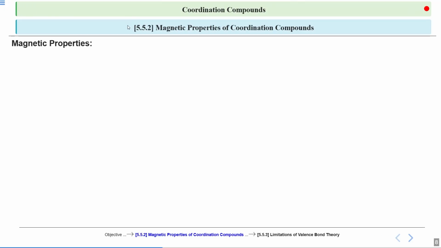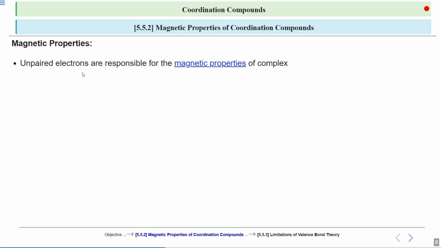Okay, let's move to our next subsection, which is 5.5.2, magnetic properties of coordination compounds. So let's talk about the magnetic property shown by the coordination compounds. Unpaired electrons in the element or in the complex are responsible for the magnetic properties of the complex. So what we are saying is that the number of unpaired electrons in the complex, or whether they are present or not, is going to be responsible for the magnetic property shown by the complex.